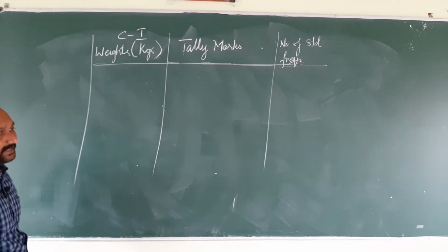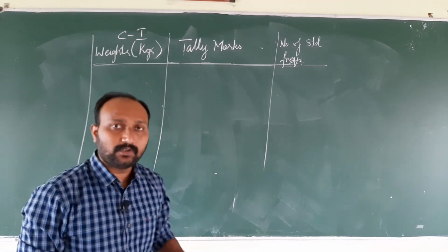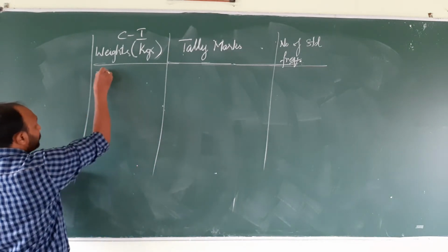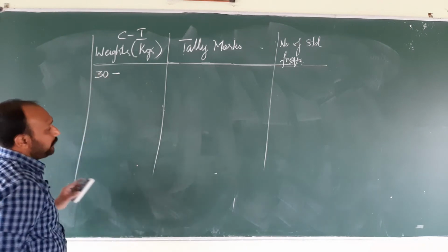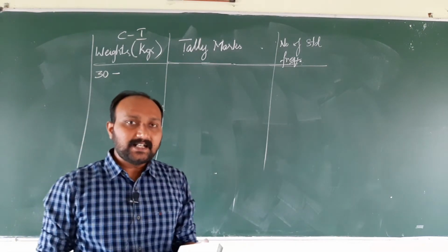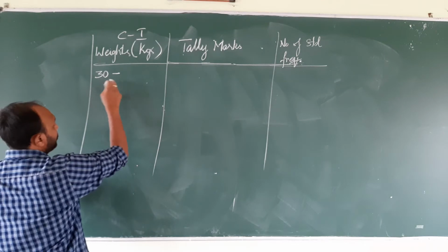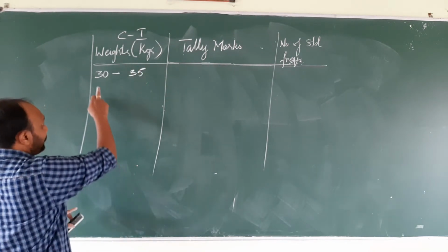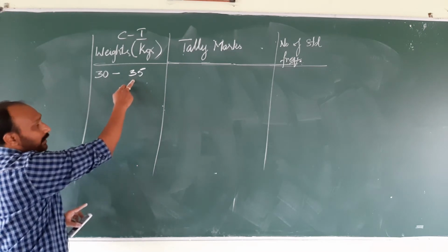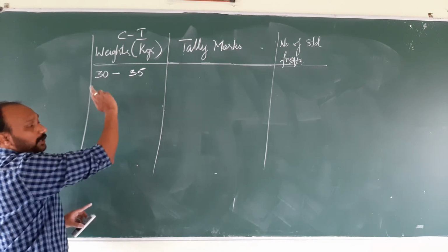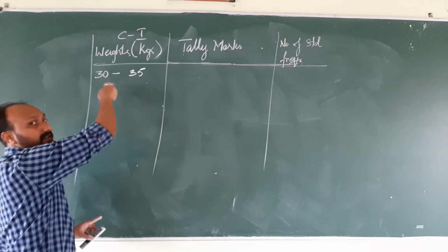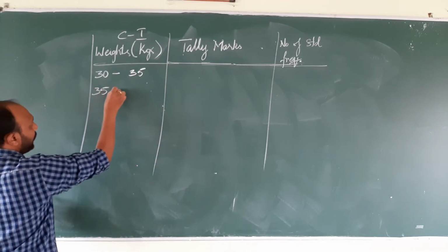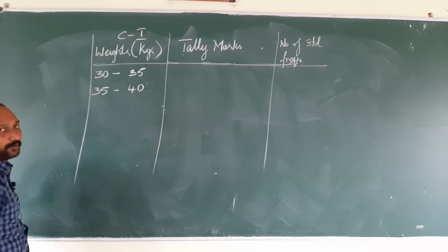What is the smallest value? 32 is the smallest value out of all those 50 values. So, let us start with 30. We will consider the width of the class. Width of the class is 5. So, 30 to 35. Please understand here, this is an exclusive class interval. The upper limit will not be considered for this class. The upper limit will be considered for the next class. So, what is the next class? 35 to 40. I hope you are understanding.